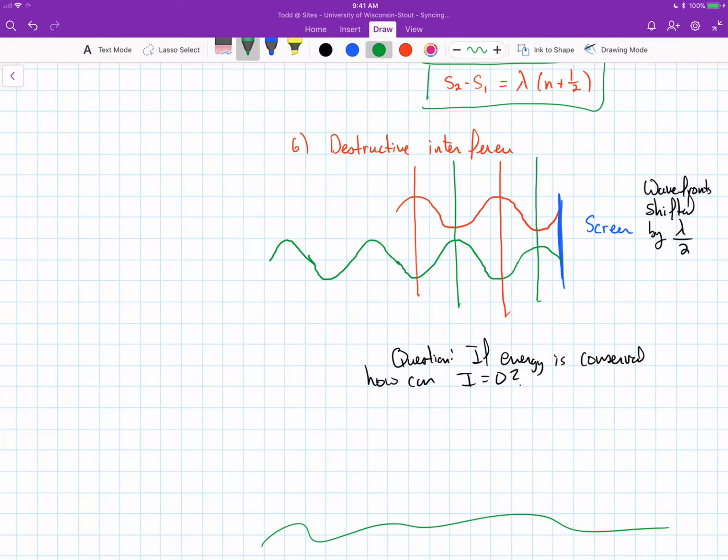So another question to ask yourself is, if energy really is conserved, how is it that we have absolutely no brightness here? Where did that energy go? It has to be conserved, so where is it?